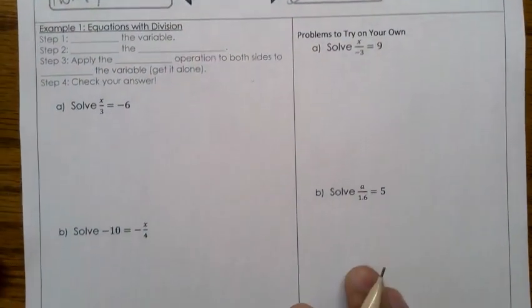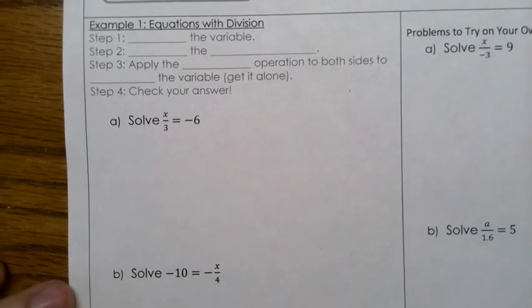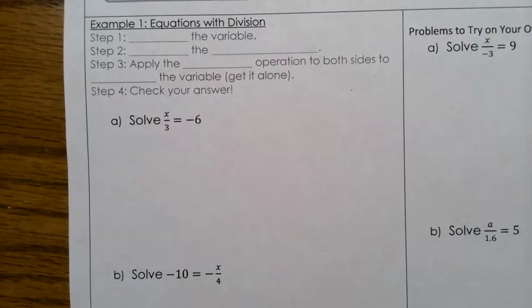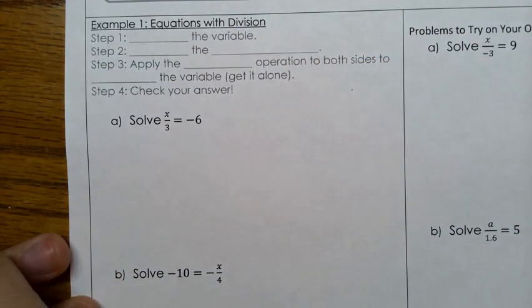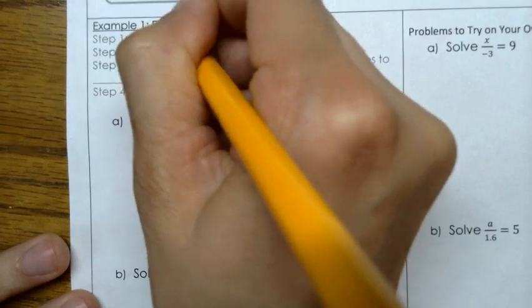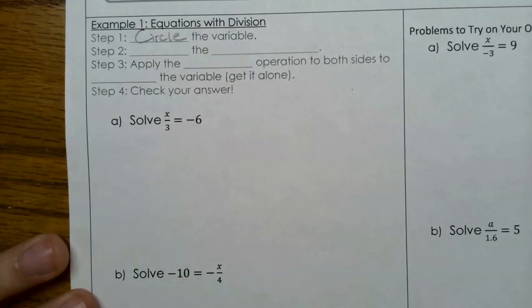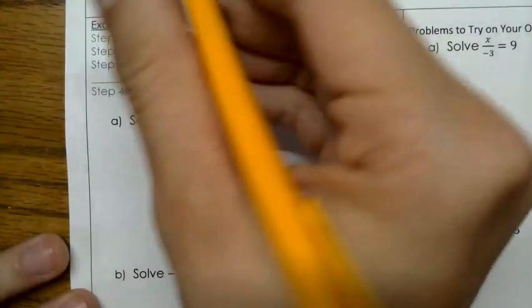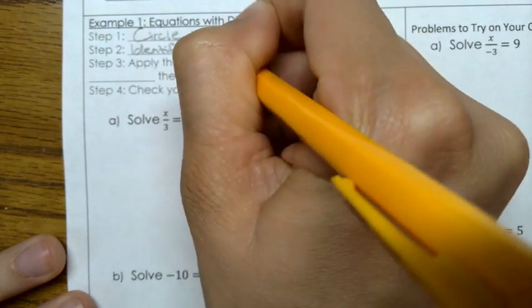Let's look at the division first. So we're going down here to the example 1, equations with division. Here are the 4 steps I recommend you follow to stay organized in your work. Because like I said, you need to make sure you're showing your work now when it's easy, so that way when it gets harder, you don't have to learn how to show your work at the same time. So first thing I recommend is to circle the variable. This shows us what we need to isolate and our goal to get alone. And then after that, we need to identify the operation.